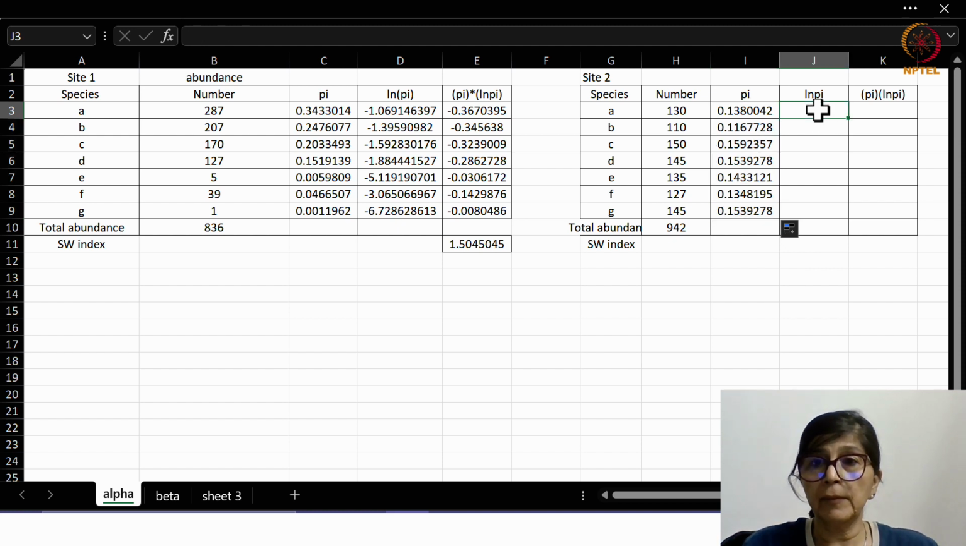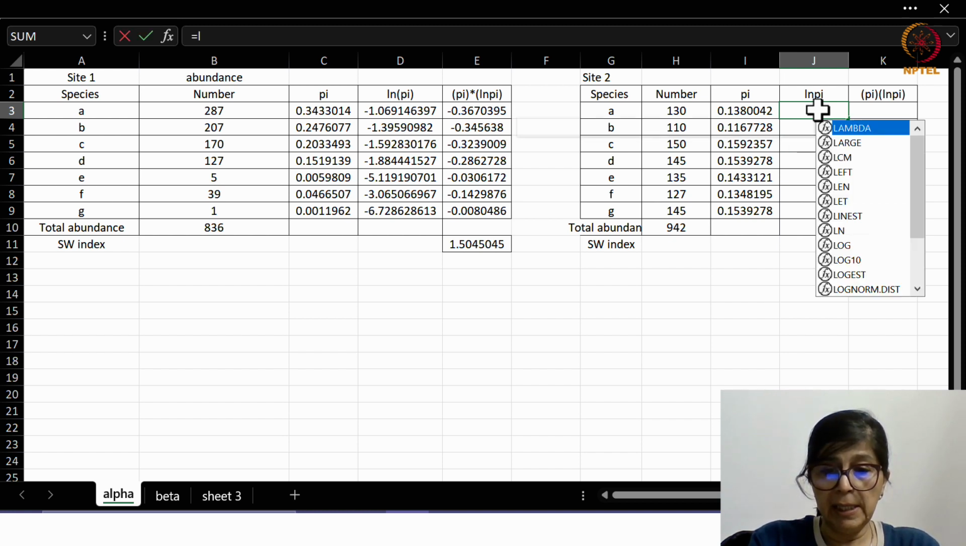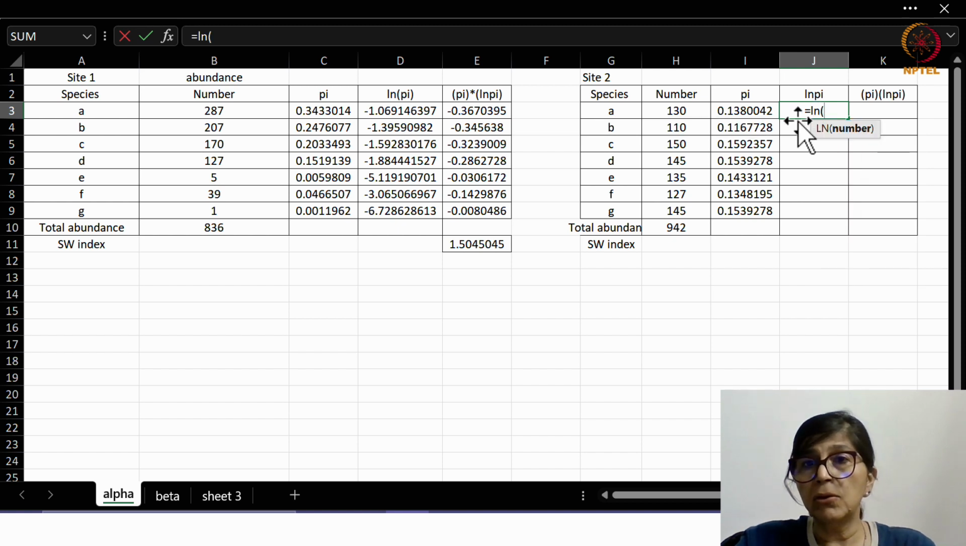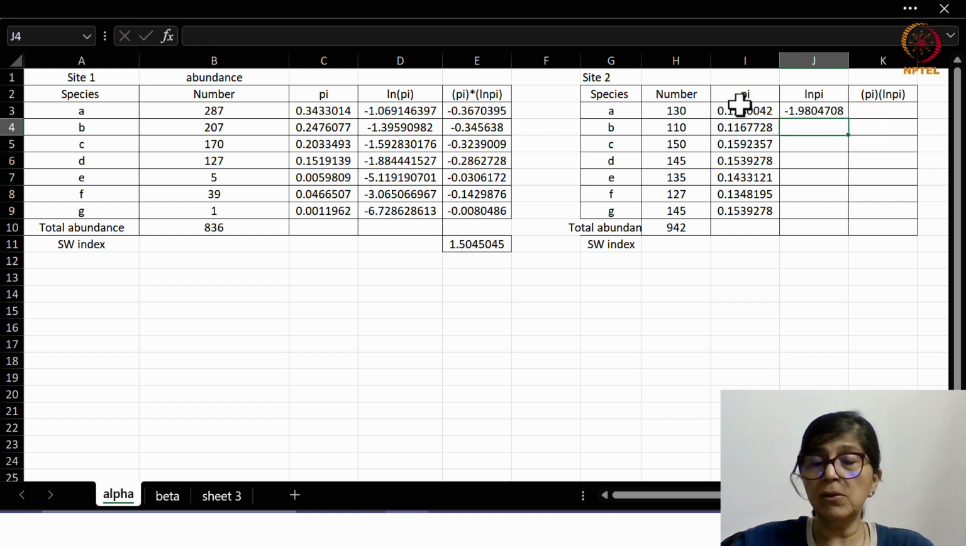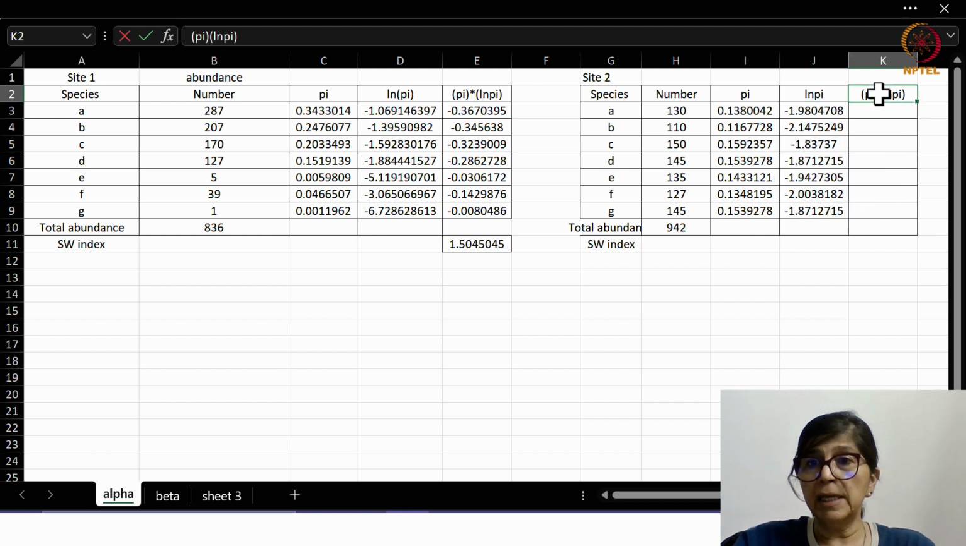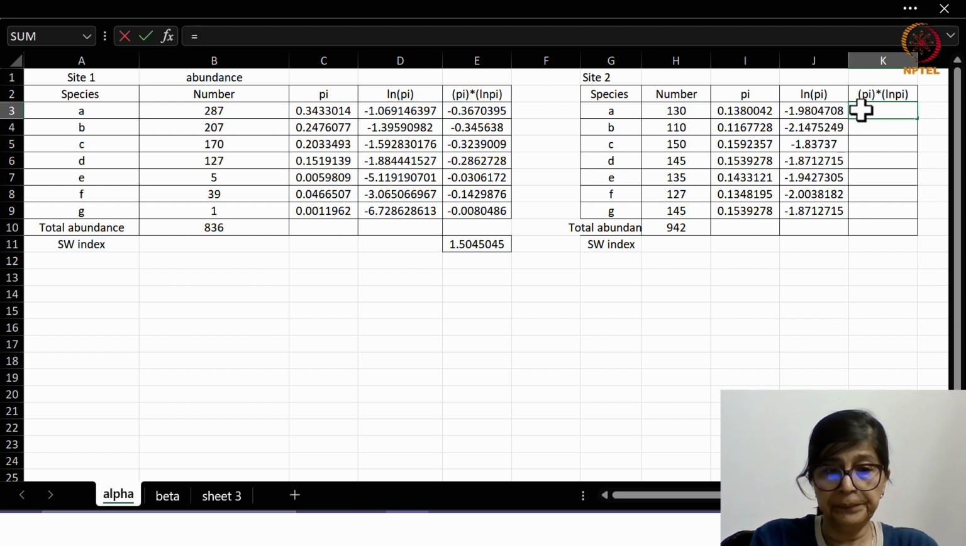Second will be ln Pi. So ln, log of Pi. Natural log of the proportion. Sorry, let me just copy this here. Okay. And now here again, this times this.